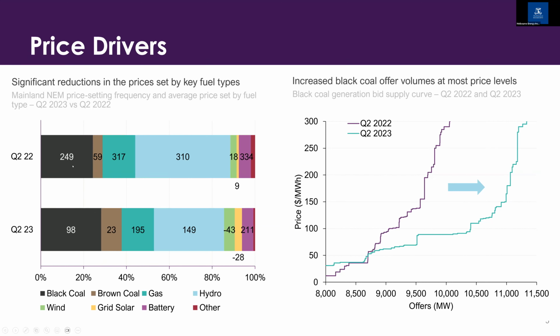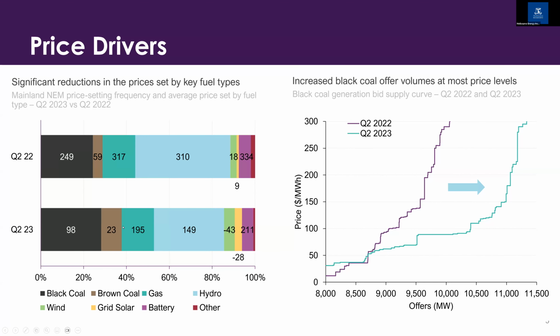So what we can see is last year we had those very high prices. When black coal was setting the price, it was setting the price at around $250 a megawatt hour, brown coal around $60 a megawatt hour, gas, importantly, around 15% of the time at $320 a megawatt hour, hydro quite a lot higher at 310, and small amounts from wind and grid scale solar and batteries. This year, the black coal fleet set the prices more often at a significantly lower price, $98 a megawatt hour. Same with brown coal.